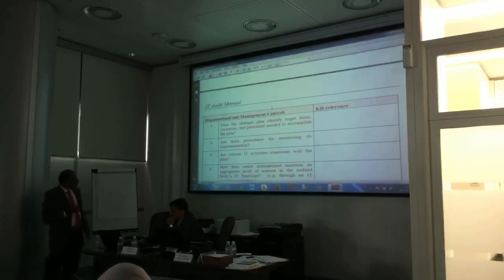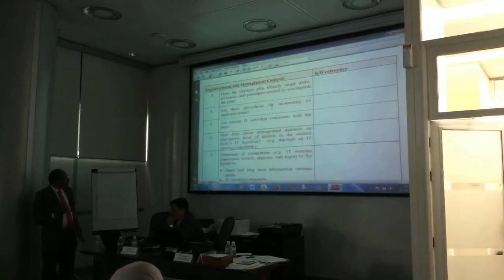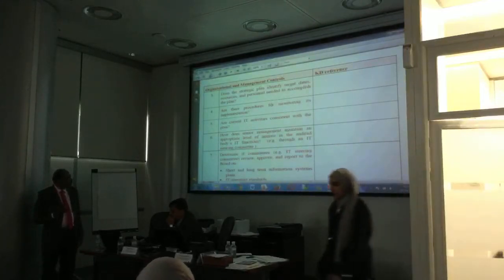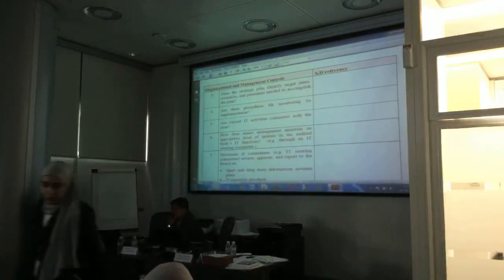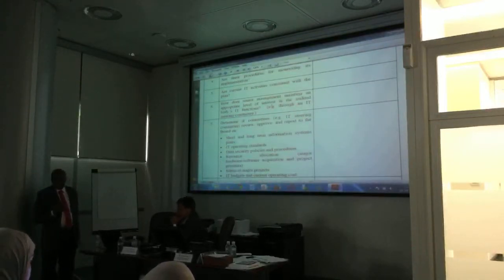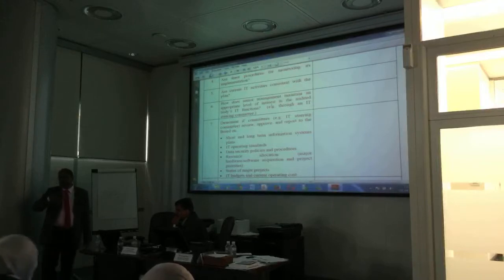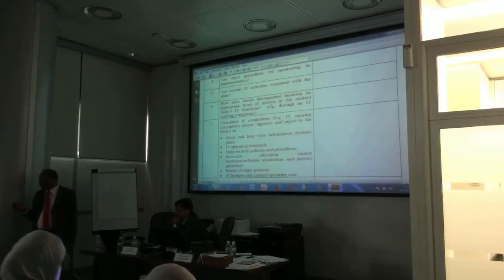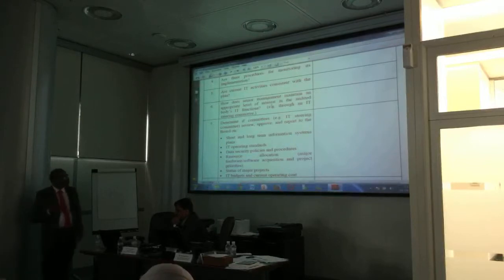Next. How does the senior management maintain an appropriate level of interest in the audited body's IT functions? Then determine if committees review, approve, and report to the board. Board means, in a government organization, maybe the top management, directors, or maybe secretary, minister, how they're reporting. The next.